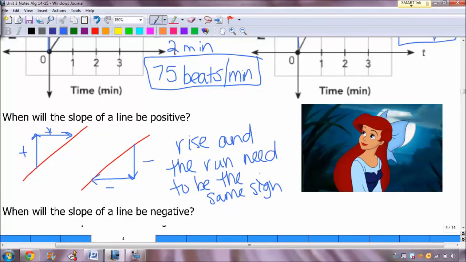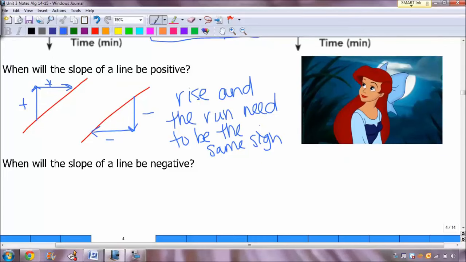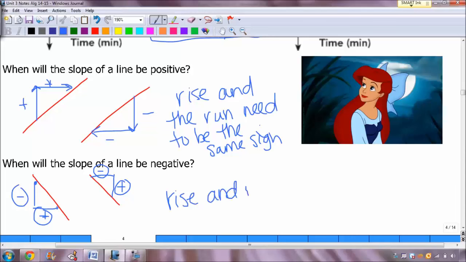Okay. So when will the slope of a line be negative? Well, same thing, I'm going to draw it out, right? So if I were to go from here to here, this has a negative rise, and this has a positive run, right? So the signs are different. See how they're not the same? Let's try it the other way. Let's go backwards. So here, the rise is positive, the run is negative, right? So in order to have a negative slope, the rise and the run have opposite signs.